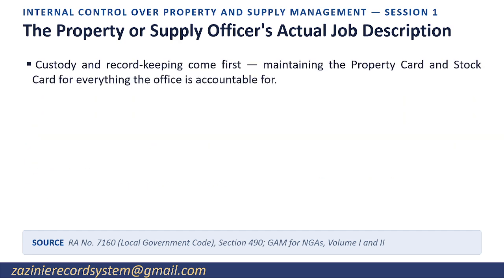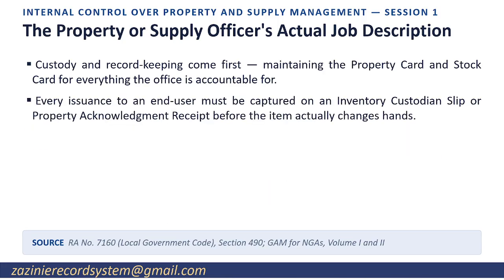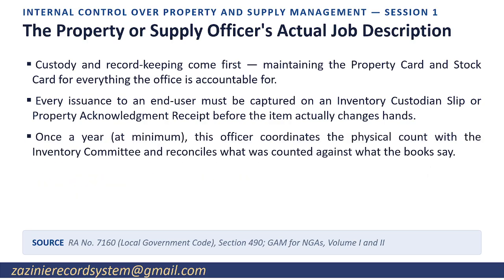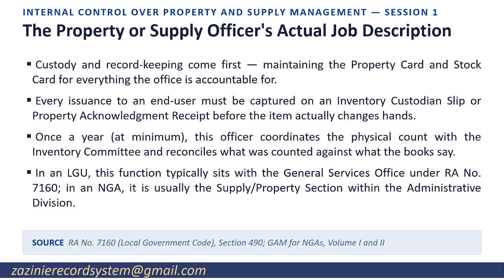Custody and record keeping come first, maintaining the property card and stock card for everything the office is accountable for. Every issuance to an end user must be captured on an inventory custodian slip or property acknowledgement receipt before the item actually changes hands. Once a year, at minimum, this officer coordinates the physical count with the inventory committee and reconciles what was counted against what the books say. In an LGU, this function typically sits with the General Services Office under RA 7160. In an NGA, it is usually the supply or property section within the administrative division.